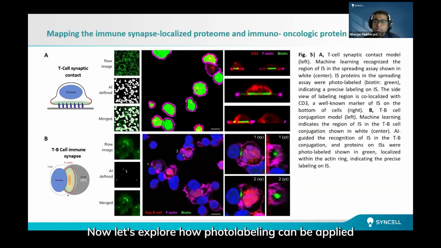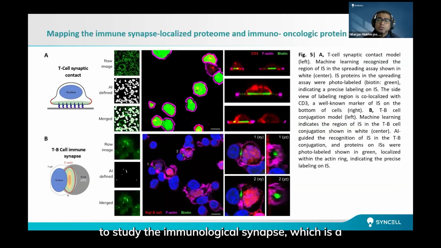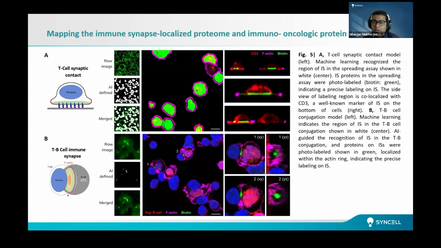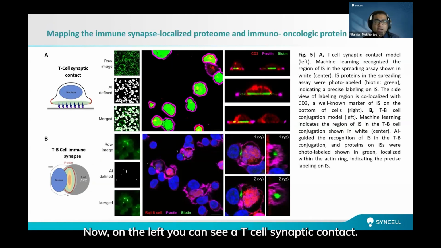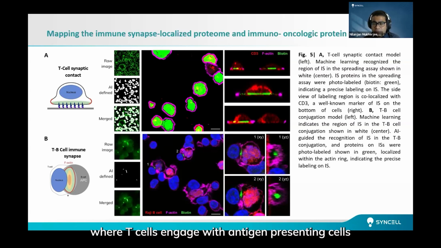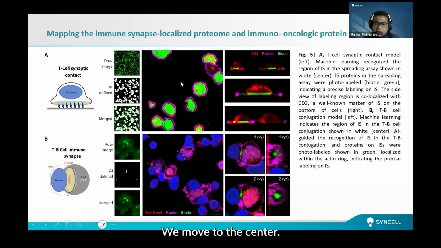Now let's explore how photo labeling can be applied to study the immunological synapse, which is a very critical interface for T cell activation and communication. On the left, you can see a T cell synaptic contact. This is a well-established system that has been used to study the formation of different immunological synapses, where T cells engage with antigen-presenting cells to coordinate immune responses.